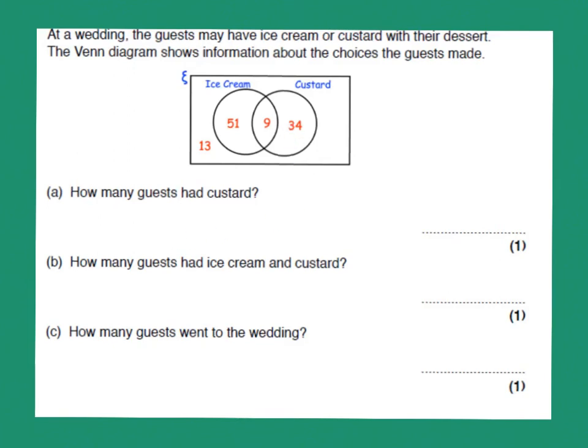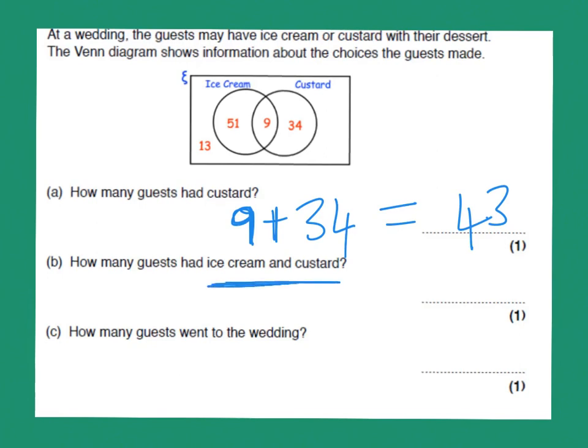Let's look at the questions. How many guests had custard? Well, you've got the 9 who had both, add the 34 who just had custard, so that means 43. 43 had custard. We include those who had both and had just custard. How many guests had ice cream and custard? Well, that's in the intersection, both, so that's 9.